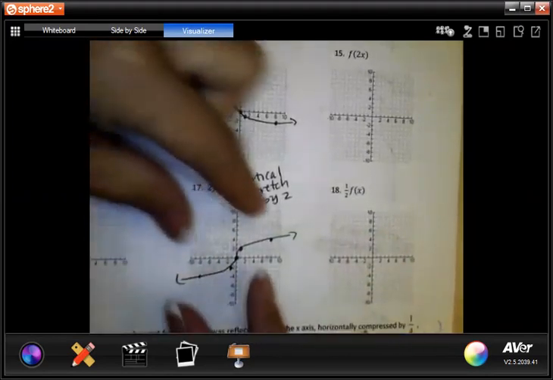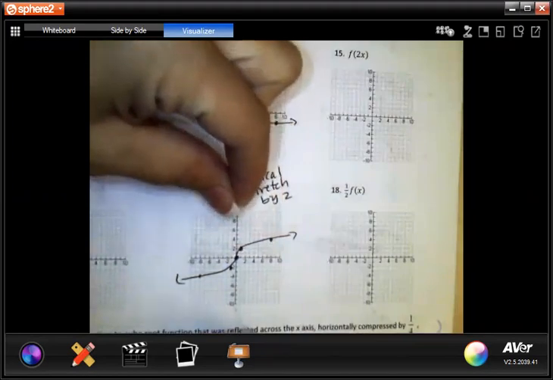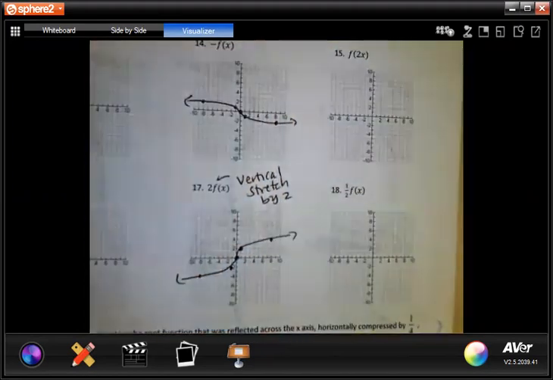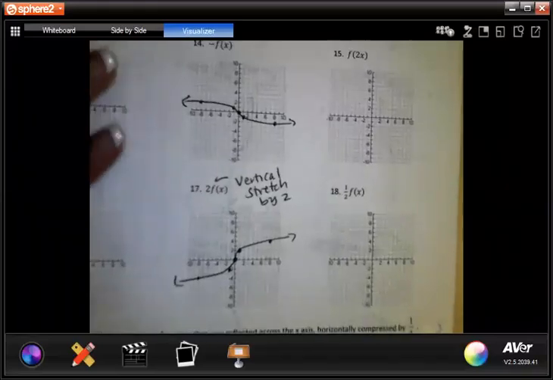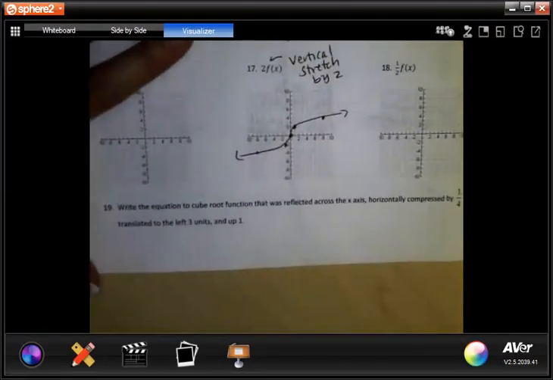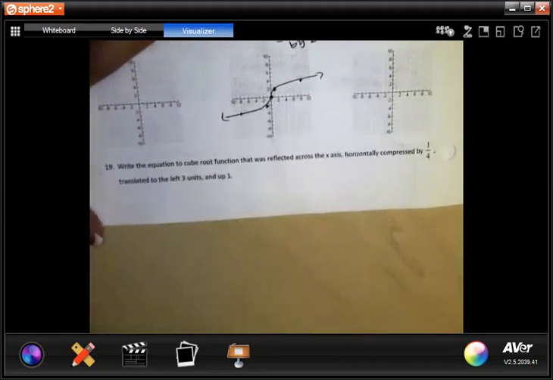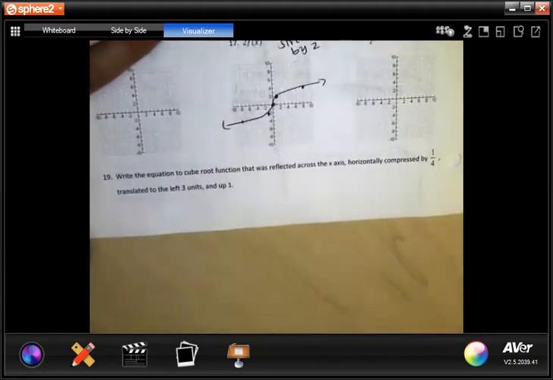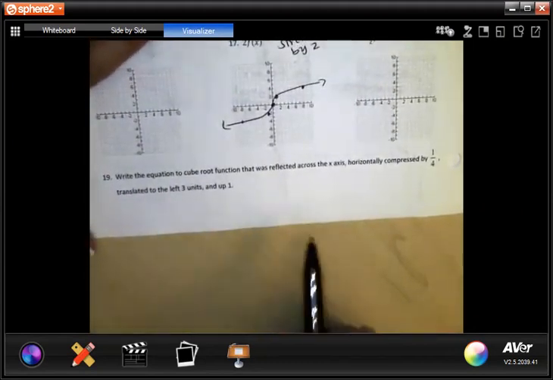And so our cube root here has been pulled upward for that vertical stretch. It's important that you're able to graph those, and in order to do that, you really need to know those key points. So make sure that you've learned the key points so that you can graph them with the transformations. The last thing we're going to talk about on transformations here before we go on to our next topic is writing the equation from the words.